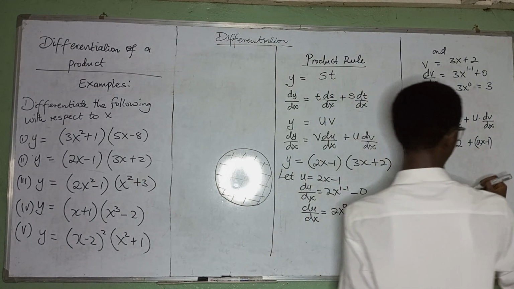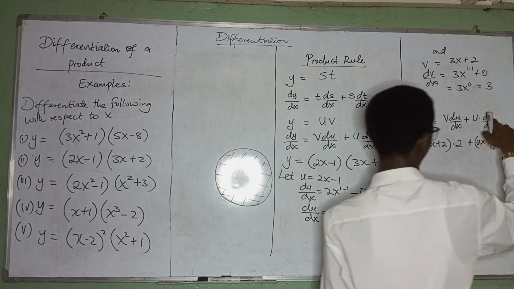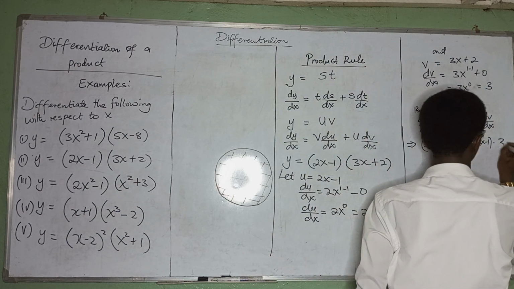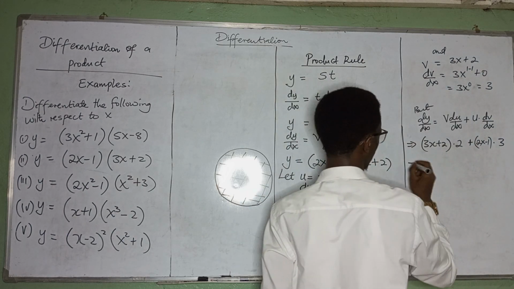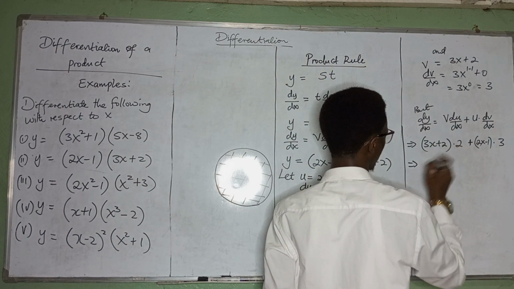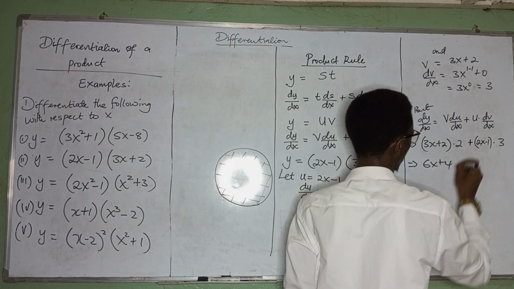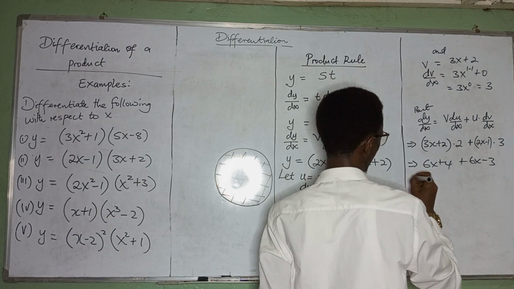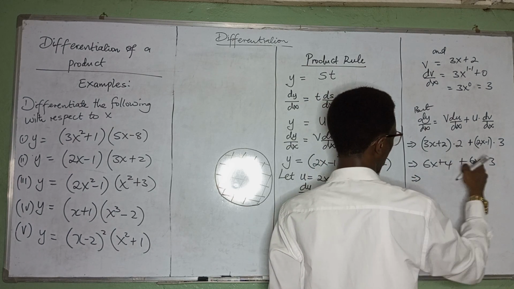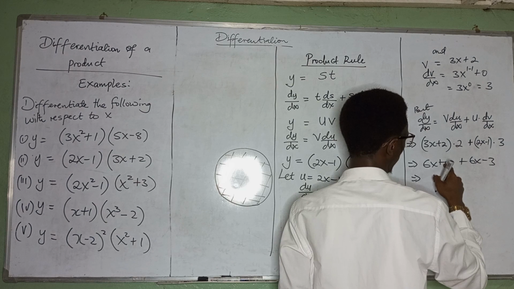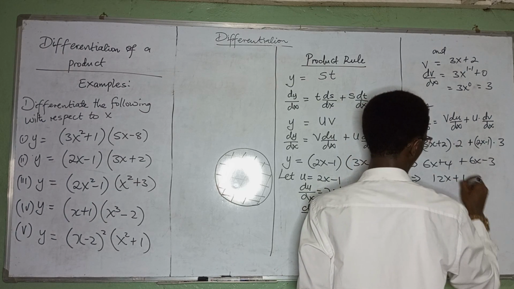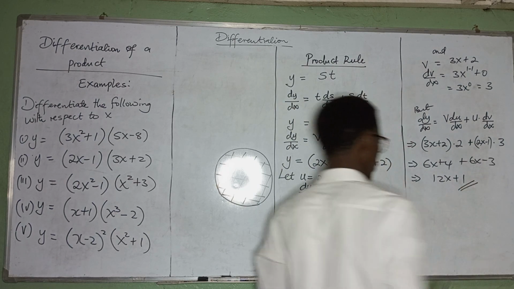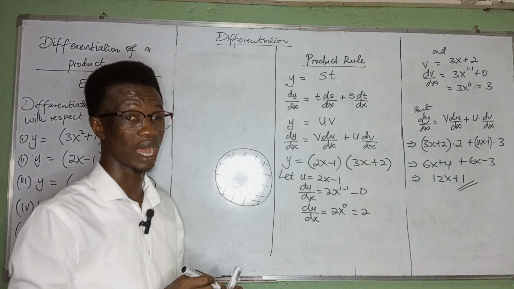The next thing you have to do, you multiply this by dv by dx. What's your dv by dx? It is 3. Once you have that, you multiply. So this becomes 6x plus 4, plus again 6x minus 3. You collect like terms, so 6x and 6x becomes 12x, plus 4 minus that becomes plus 1. You have just added this and this, and that will be your answer.